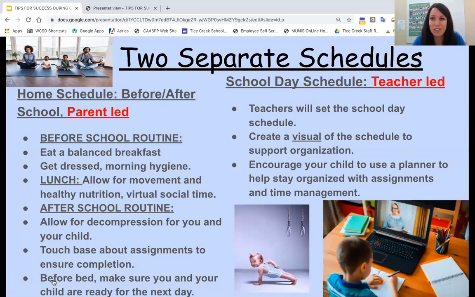I love planners. I've been using them, I don't know, probably since I was 10. And even though we're virtual, I think it's great to still use a planner so you know what your homework is, your children can see what the week layout is going to look like, so they can stay on top of assignments. And then just for time management, it's a good recommendation. Next slide, please.